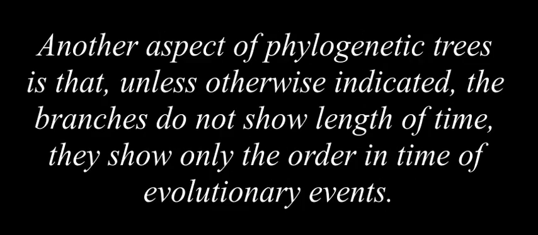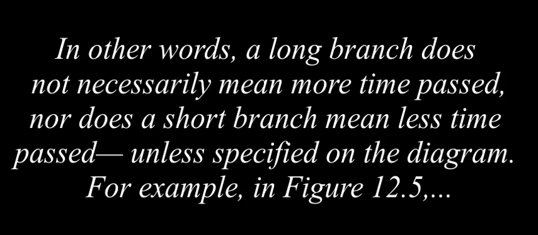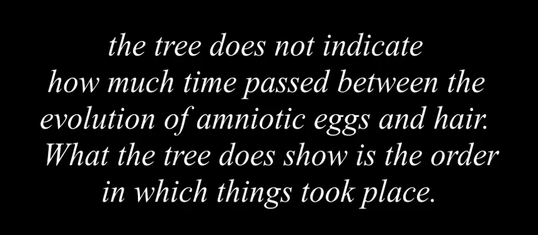Another aspect of phylogenetic trees is that, unless otherwise indicated, the branches do not show length of time. They show only the order in time of evolutionary events. In other words, a long branch does not necessarily mean more time passed, nor does a short branch mean less time passed, unless specified on the diagram. For example, in Figure 12.5, the tree does not indicate how much time passed between the evolution of amniotic eggs and hair. What the tree does show is the order in which things took place.